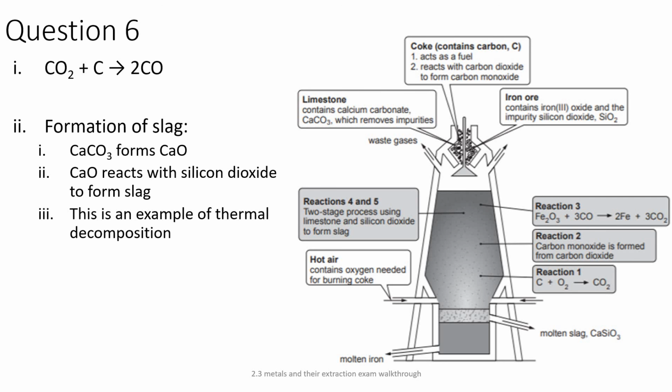Question 6. So reaction 2 is the reaction of carbon dioxide with carbon to form 2 lots of carbon monoxide. And then on to the formation of slag. You do this through calcium carbonate, which then goes on to form calcium oxide and carbon dioxide. The calcium oxide will then react with silicon dioxide to form slag. You also get a mark for pointing out that this is a thermal decomposition reaction.